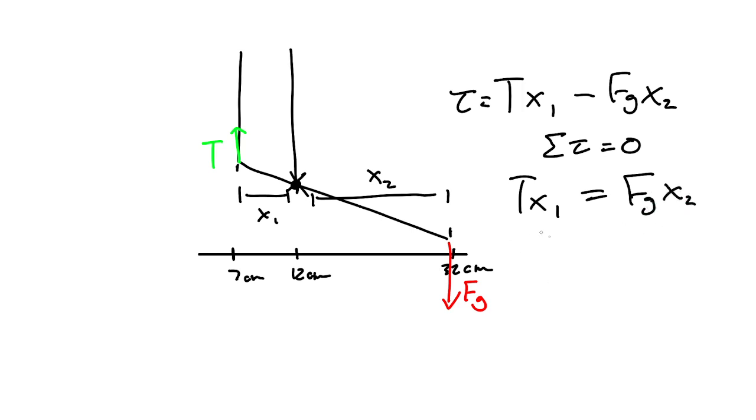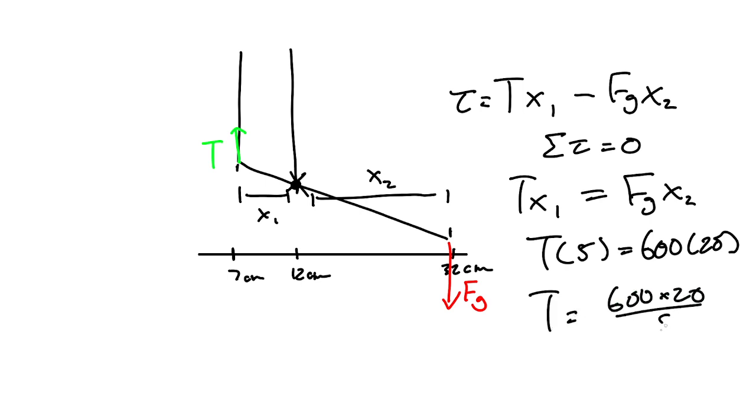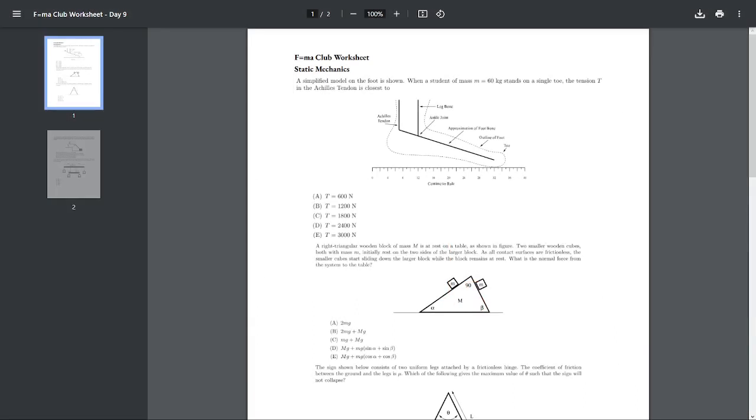So that means that our tension times 5, what is this, 5, right? Tension times 5 is going to be equal to our force of gravity. The student is 60 kilograms, so this is going to be 600 newtons: 60 times 10 times, what is that, 20. So our tension is going to be 600 times 20 divided by 5. That gives us 60 times 4, which is equal to 2,400 newtons. And if we check back on our worksheet, that gives us answer choice D, which is 2,400 newtons.